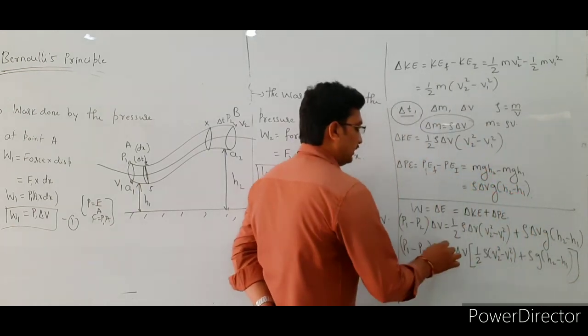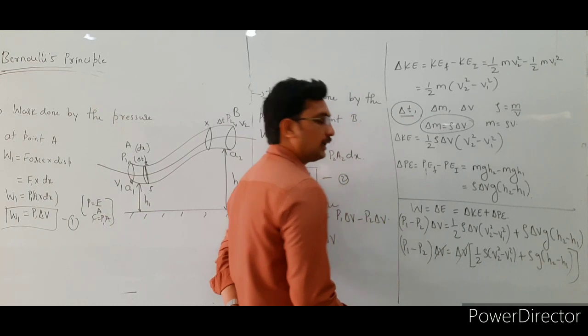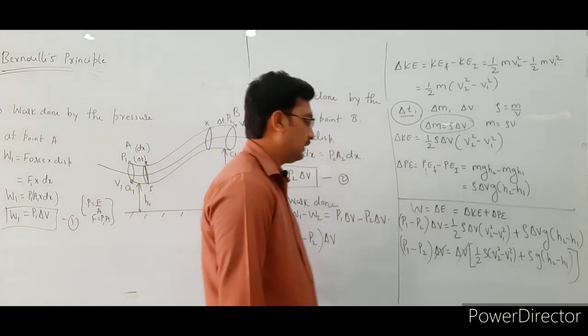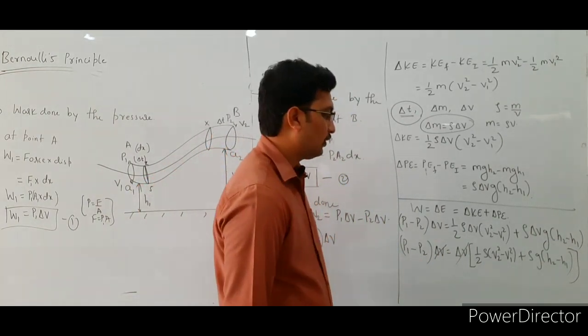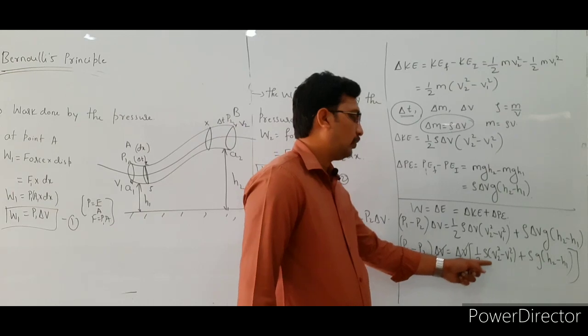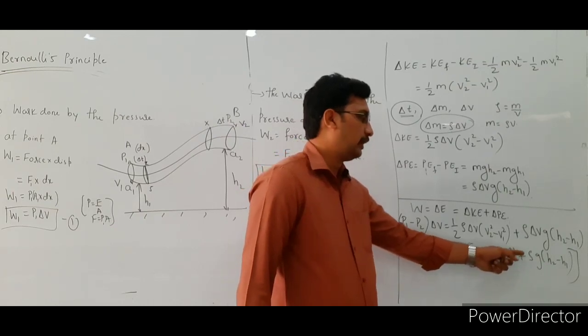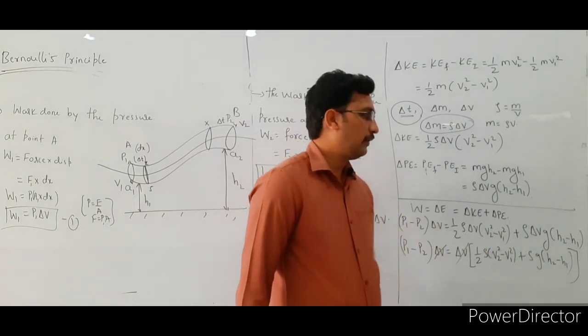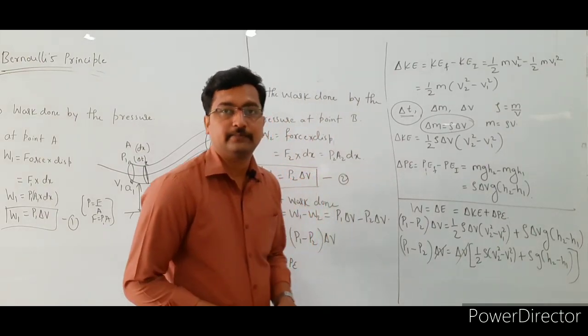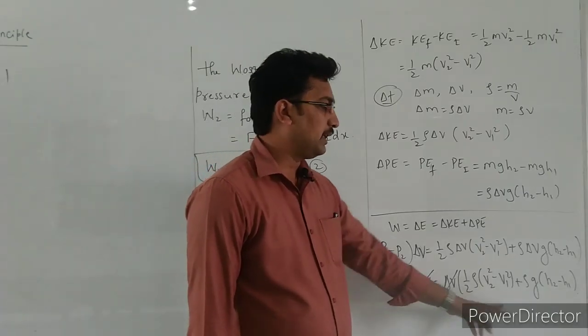So in this case, del V, both get cancelled. The remaining is P1 minus P2 is equal to 1 by 2 rho (v2 square minus v1 square) plus rho g (h2 minus h1). So next we are going to multiply this term.